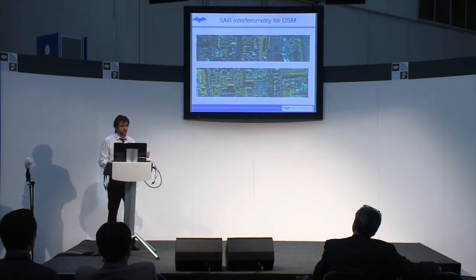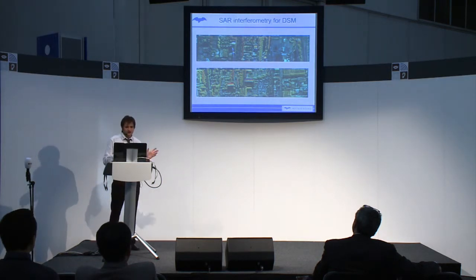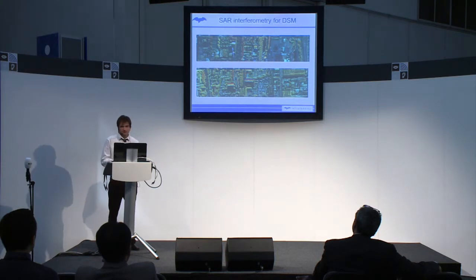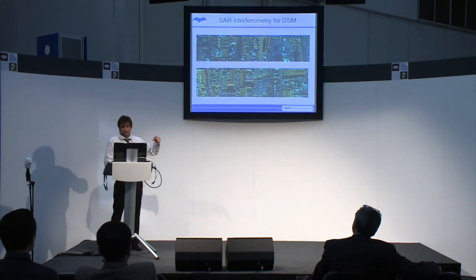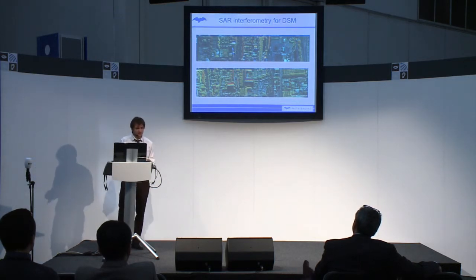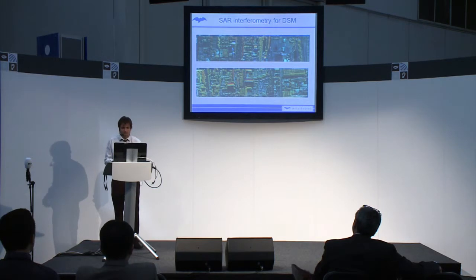These have been acquired with very small aircraft, so the sensors are very compact and can be mounted on compact platforms. And what you can see here are colors which are proportional to the height of the objects on the ground, and the intensity is proportional to the radar picture.